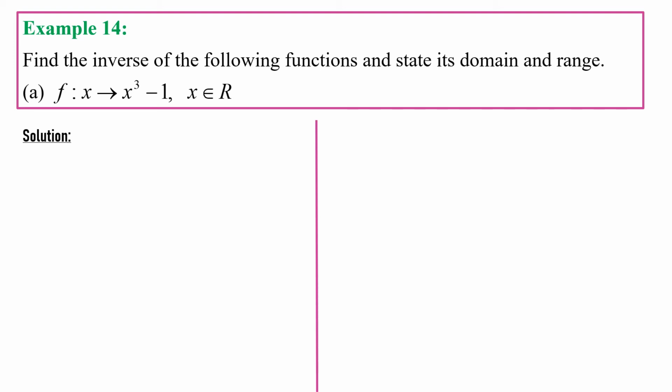Okay, for the next example, we should find the inverse of the following function and state its domain and range. So for this function, we have that f of x equals x power 3 minus 1. To find the inverse function, we use the composite function formula: f of f inverse of x equals x.